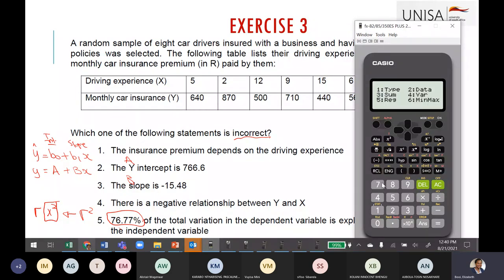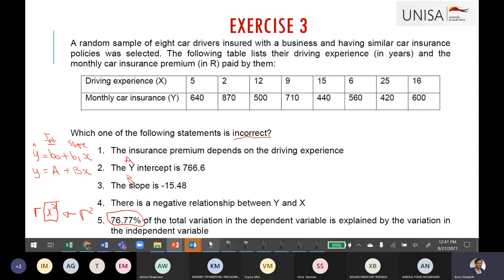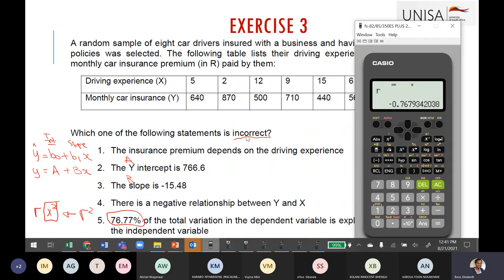Shift, stat, rec. R is on button number 3 and equal. There is my R. My R is minus 0.76. So I have R, not R squared. I need to calculate R squared. R squared, I just press the X squared. And that is my coefficient of correlation.